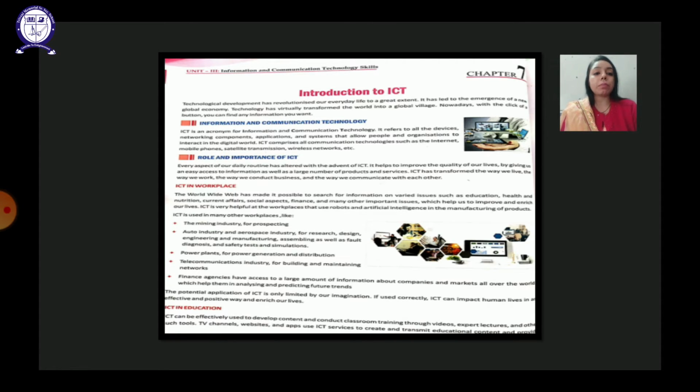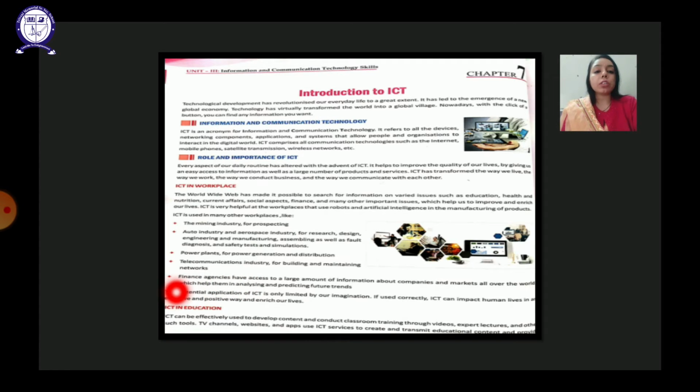So how has it helped in the various places? There are mining industries where it is used for prospecting. In automobile and aerospace industry, ICT is used for research and design. In power plants, ICT is being used for power generation and distribution. In the telecommunication industry, ICT is being used for building and maintaining the networks. And in the finance agencies, they have a lot of information, so it is used for analyzing of data. Now these are the uses of information and communication technology in the workplace.